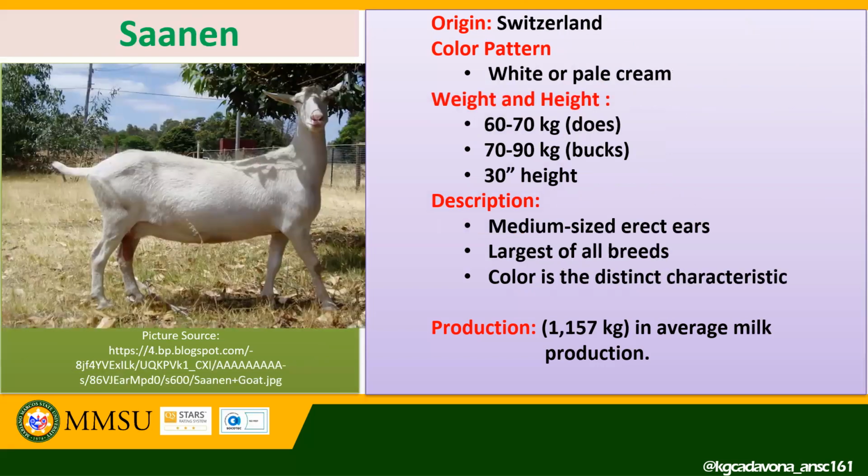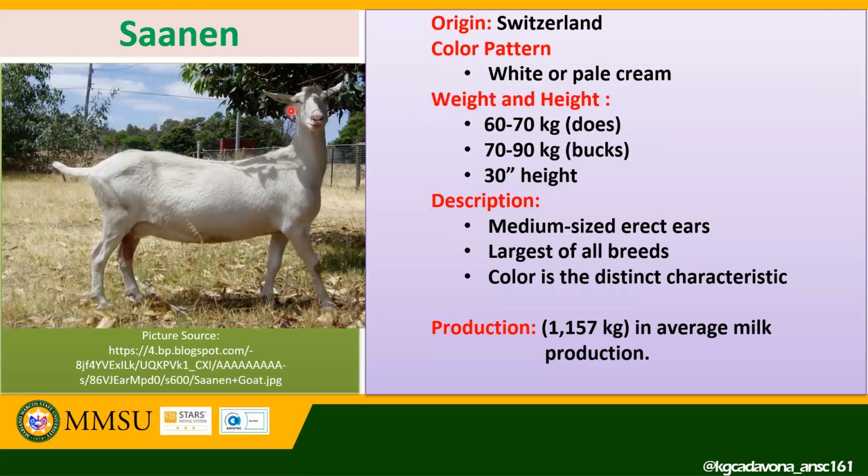Another one, we have the Saanen, which originated in Switzerland. So they are the largest among all the dairy goat breeds. So dito, ang pinaka-distinct na characteristic niya is yung kulay niya, which is white or pale cream. Pero karamihan naman sa kanila ay white in color. So their ears are medium size, which are erect also, just like for the Alpine.